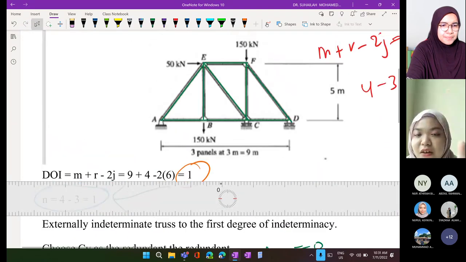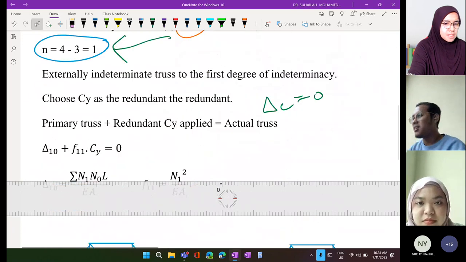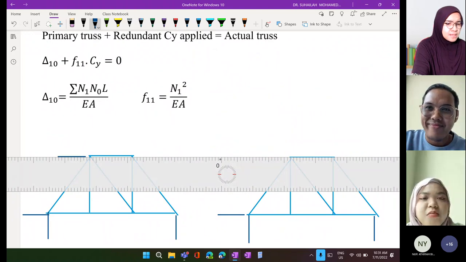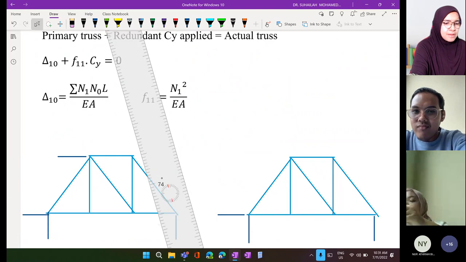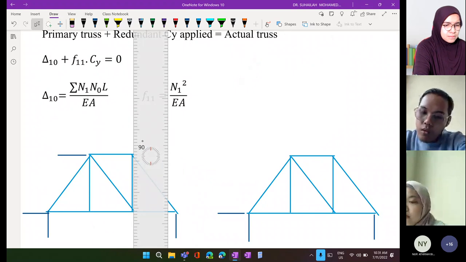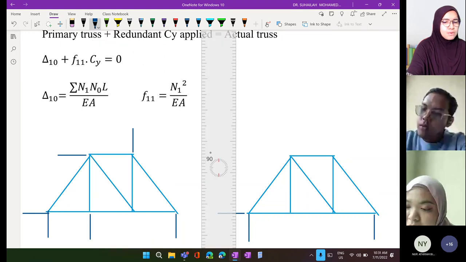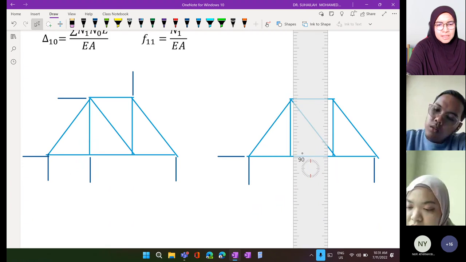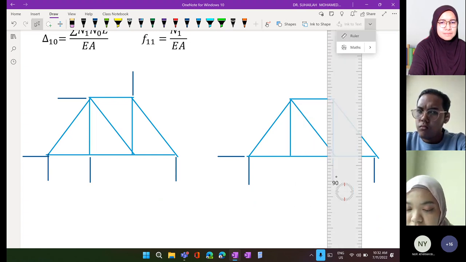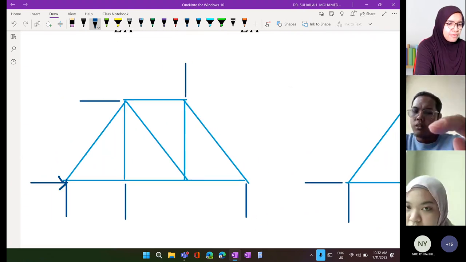What about the loading? We have 50 at E and 150. These remain as external loading in the primary truss. The redundant truss is the same truss subjected to a unit value of CY. So this is the primary truss.